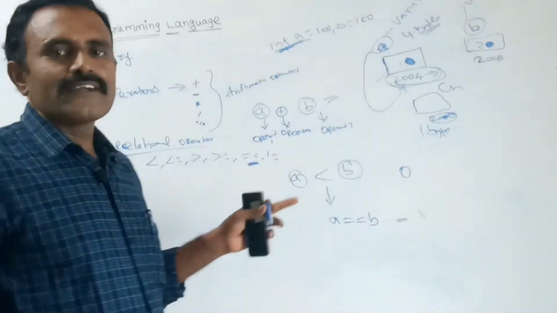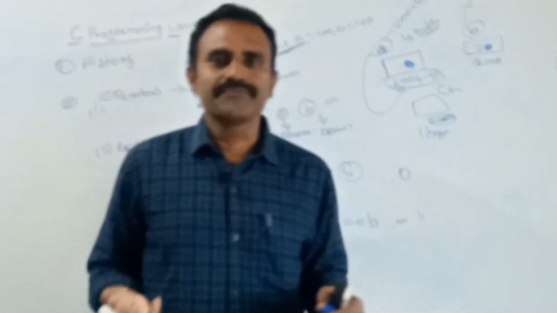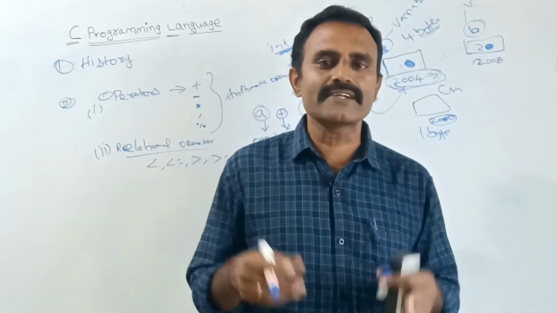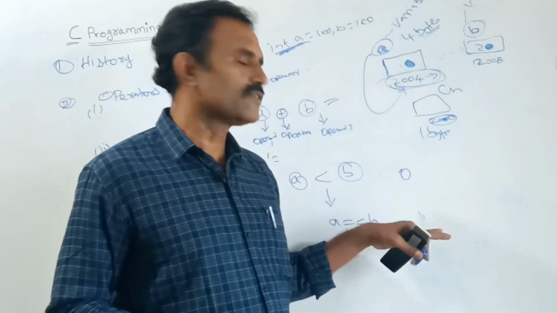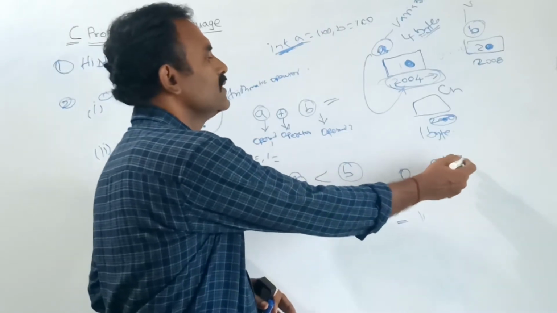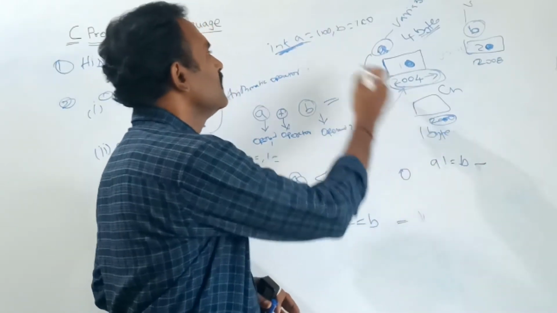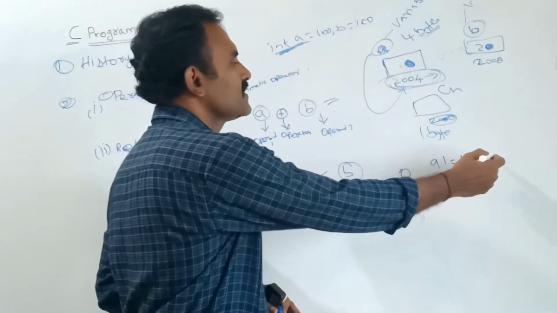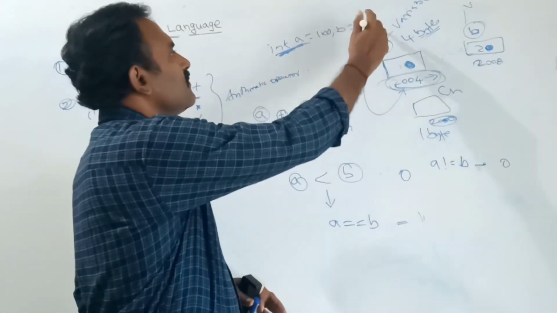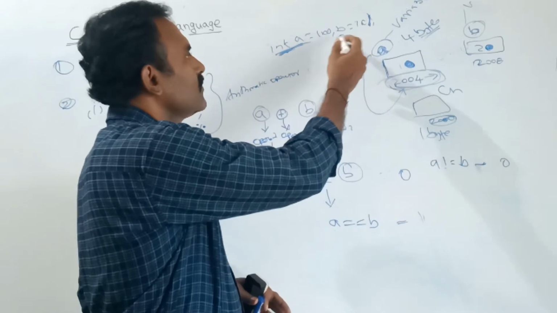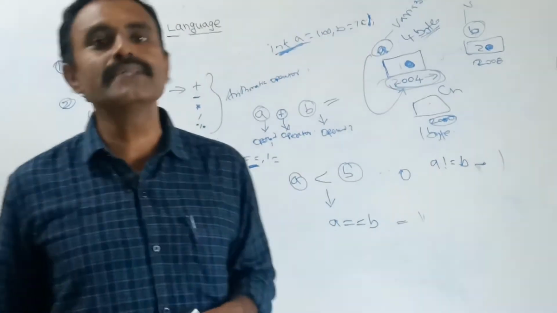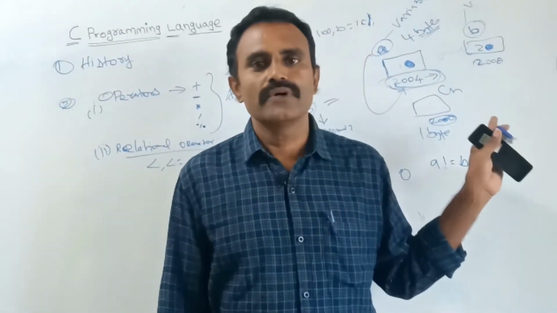Next, not equal to. Not equal to is the opposite of the equal to relational operator. If the values are not equal, it will return true; if they are equal, it will return false. See here, a is equal to 100. If I check whether a is not equal to b, what will be the result? a is 100 and b is also 100, both are 100, so the result will be false. That means 0 will be the return value. Here, instead of 100, I am giving 101, so a value is 100, and 100 is not equal to b. In this case it will return the value 1, that means it will return true.